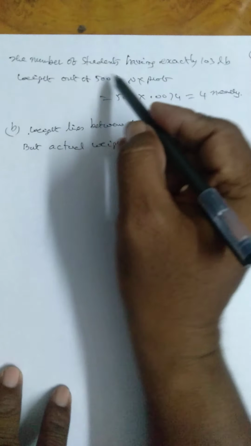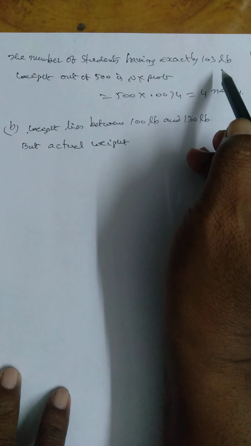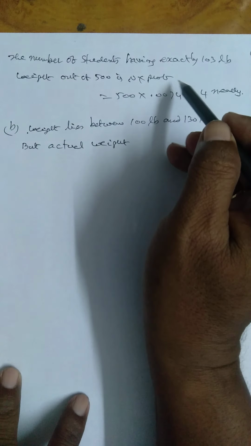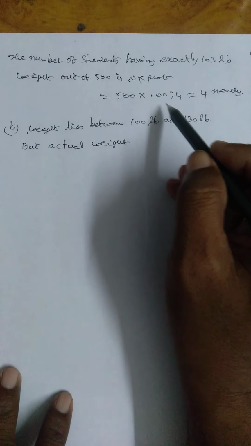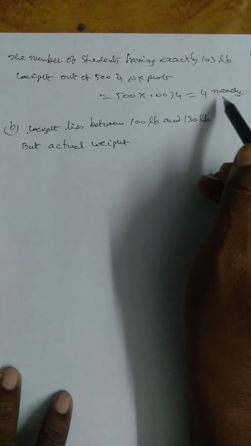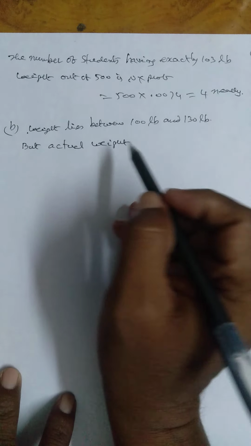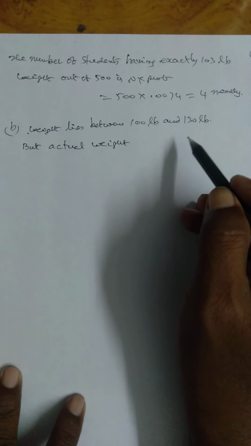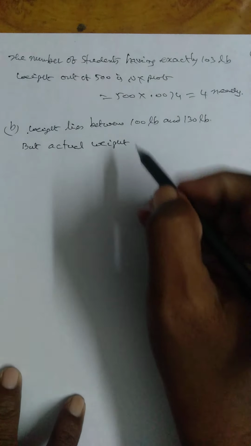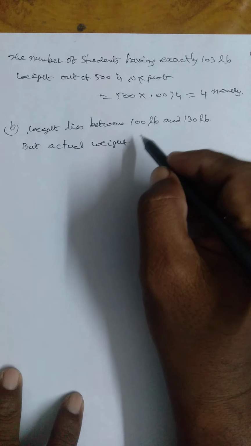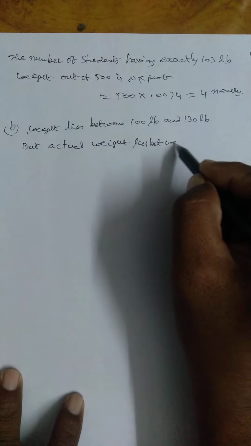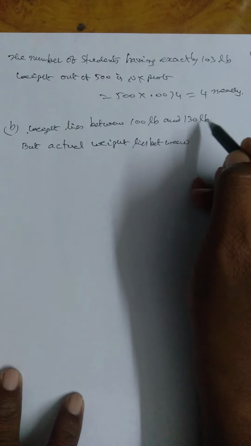The number of students having exactly 103 lb weight out of 500 is N into probability, 500 into 0.0074, nearly 4. Weight lies between 100 lb and 130 lb, but actual weight lies between, decrease by a point here, increase by a point here.